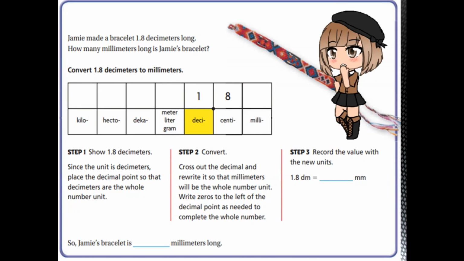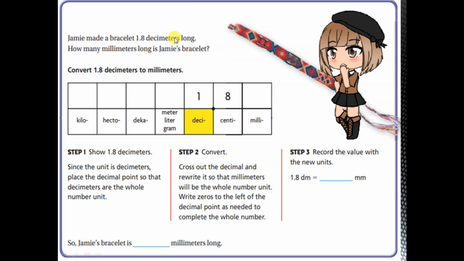Okay, grade 5. Let's complete our lesson part 2, metric measures. Let's read together this example. Jamie made a bracelet 1.8 decimeter long. How many millimeters long is Jamie's bracelet?